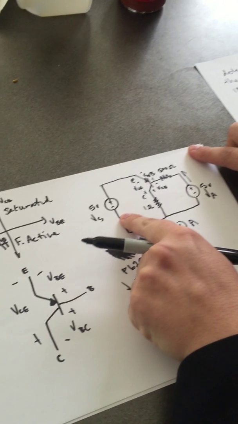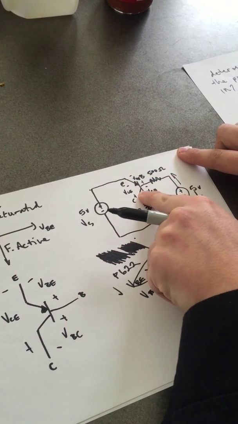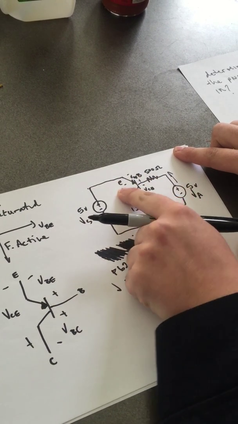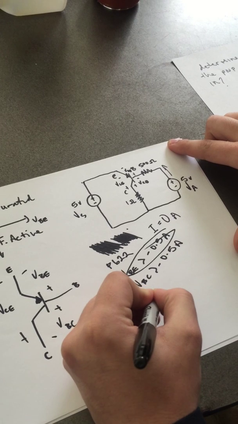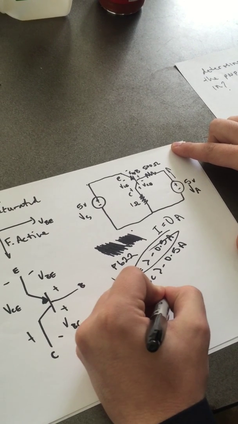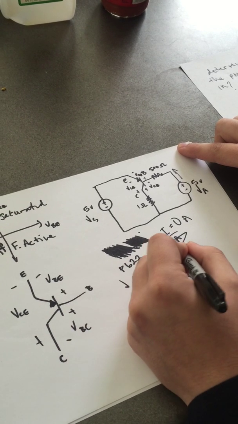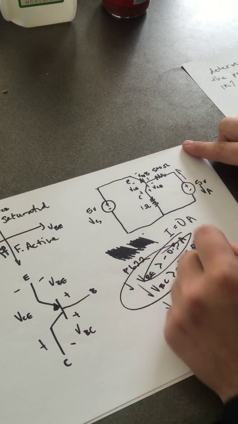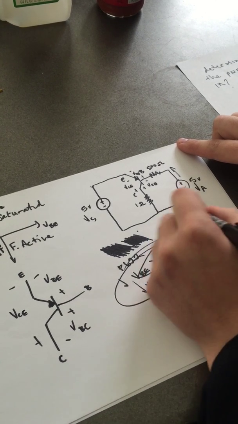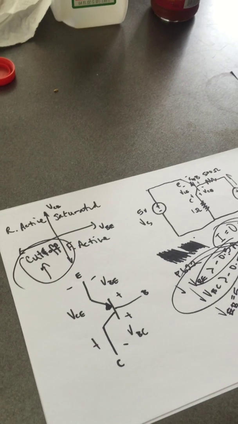Then if you look over here, you have 5 volts from your voltage source going through the emitter down with no resistor. That's also going to be 5 volts, or VEB equals 5 volts, and that is greater than this. So here's another check mark. So since they both meet the criteria, we have zero current. That means it's in the cutoff region.